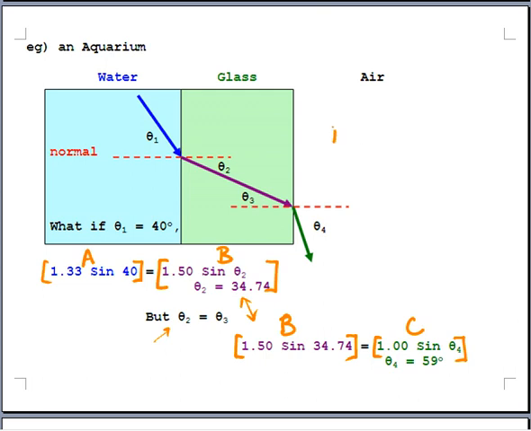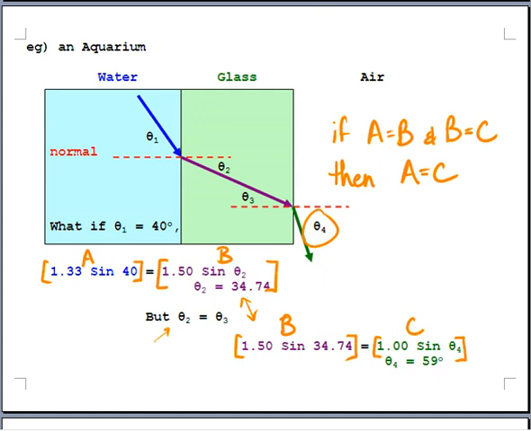If A equals B, and B is equal to C, then A is actually equal to C, because those B's in the middle are equal. So what's super slick about this question is, if I had given you that initial angle at 40 degrees and I just wanted to know this angle out here, I said, go give me the angle of refraction in air. You actually could have skipped the glass entirely.